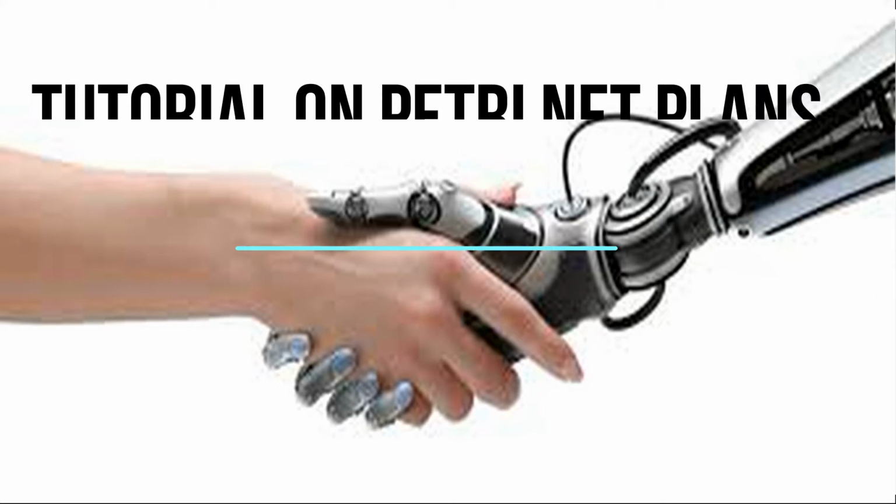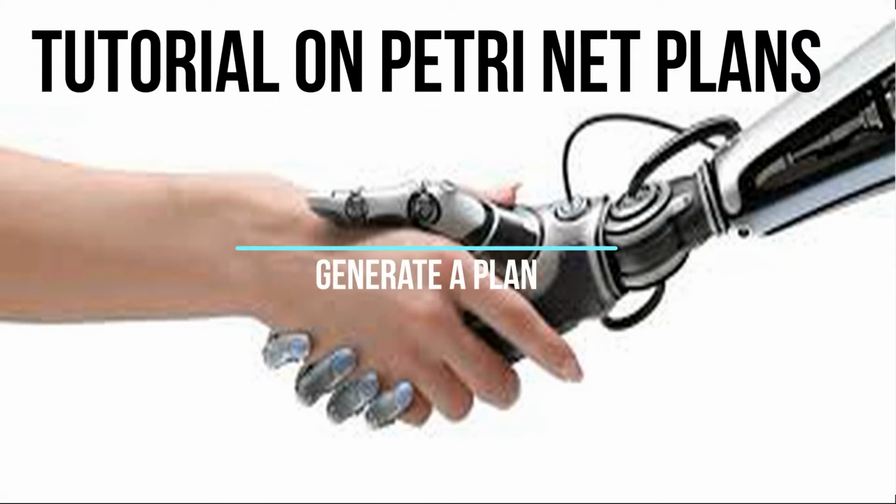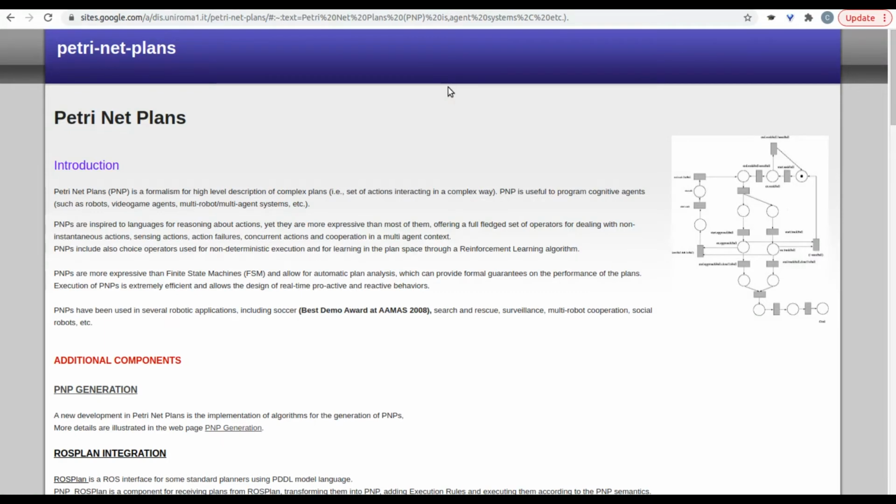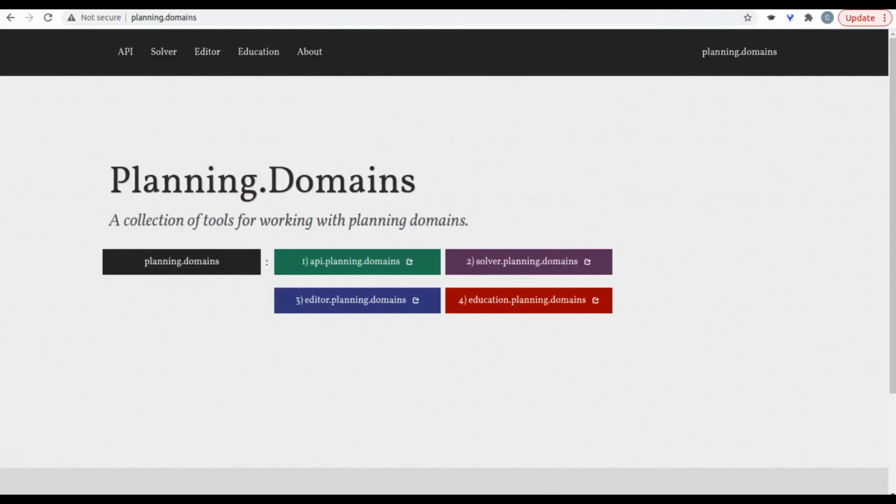After creating your custom PNP application package, you're going to generate a plan for this application. An option is to use a PDDL planner, like this one right here. If you're going to create it, you need to create your domain and your problem in the editor. If you click here, this is going to open up.